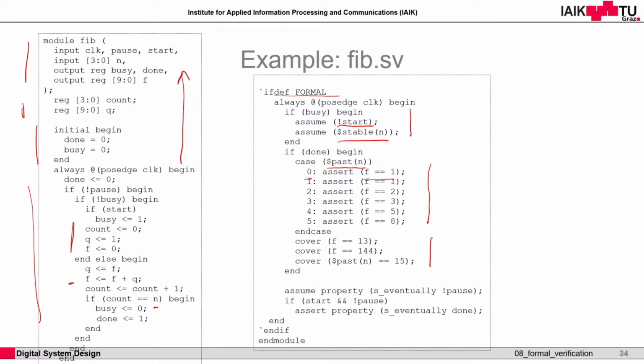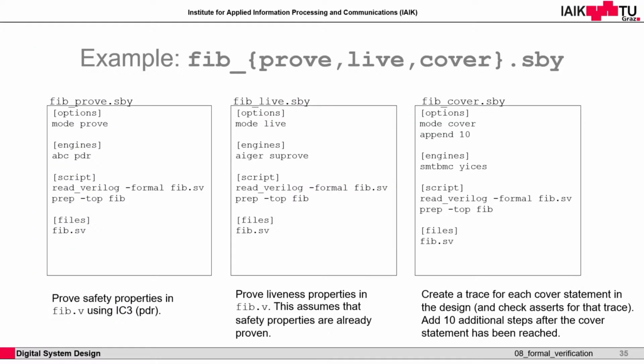And then when we start the circuit, so when start is active and pause is not active in the same cycle, then eventually we will see the done signal going high at a later cycle. So this is fairness as liveness, as I've discussed before. All right, so this is the Fibonacci example.